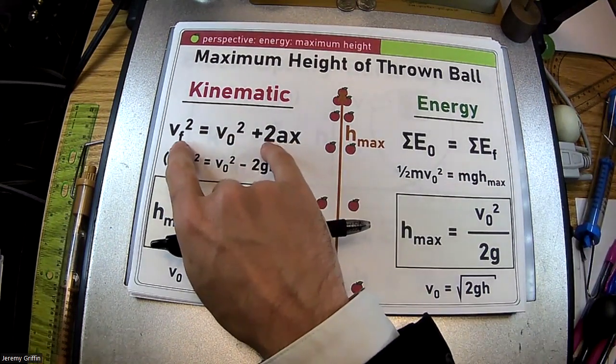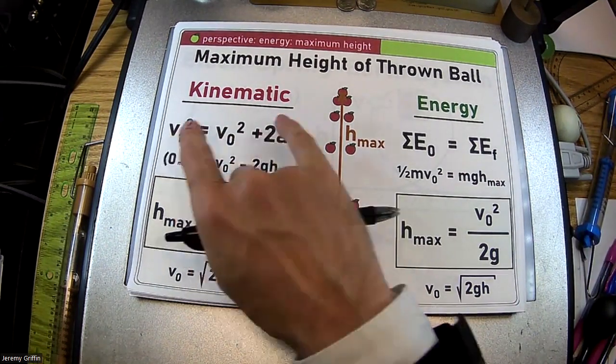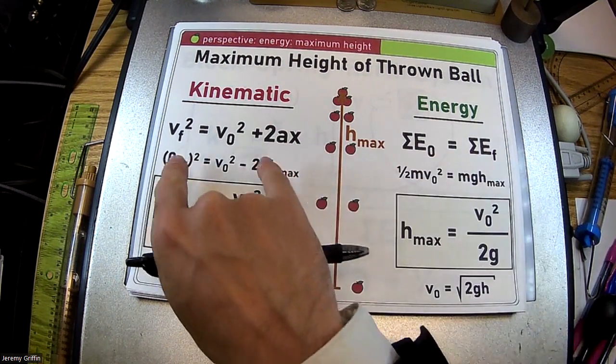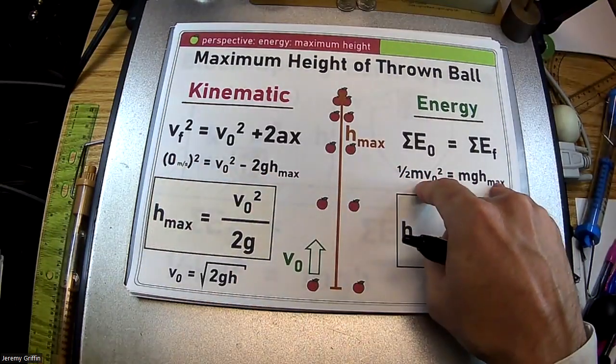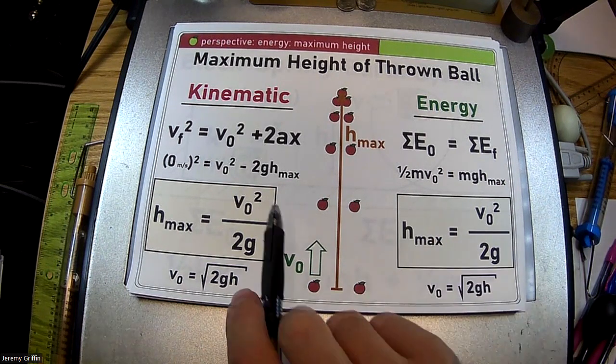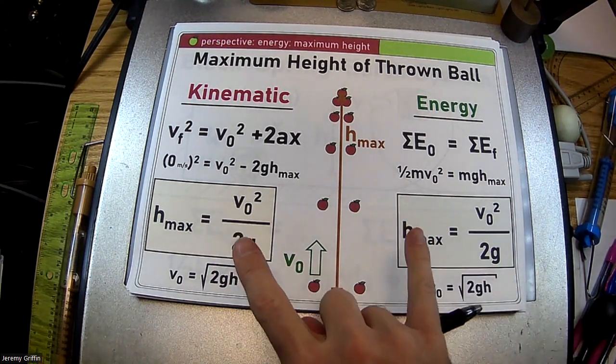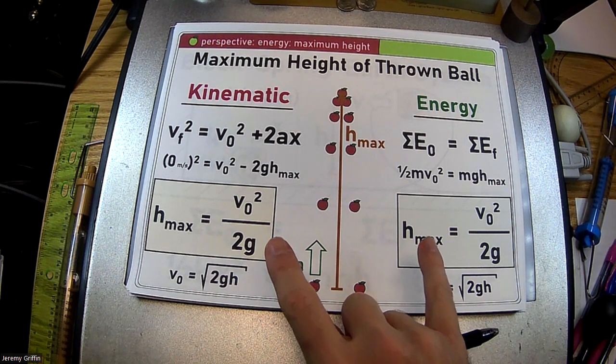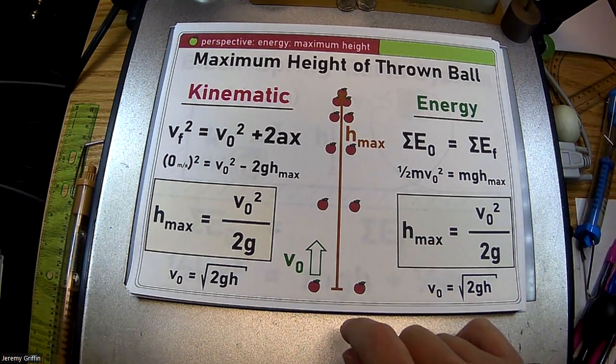You could have used this third kinematic equation from back in the day, or here's the conservation of energy framework. They look a little bit different from each other, but look at that, they lead to the exact same outcome. So two different paths through the forest of physics lead to the same answer because physics is all self-consistent.